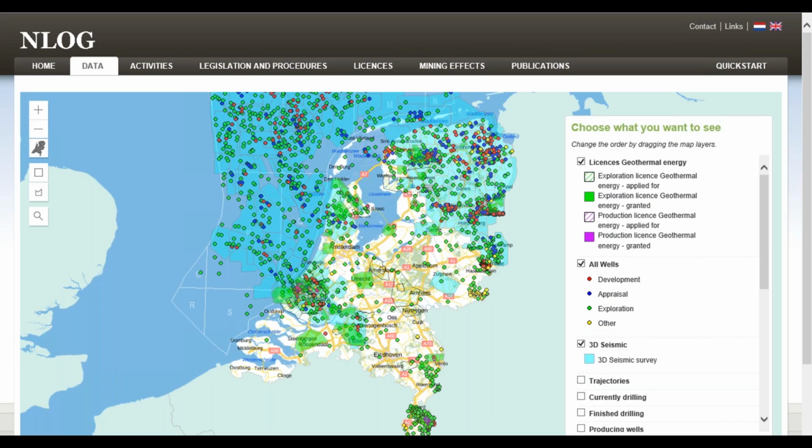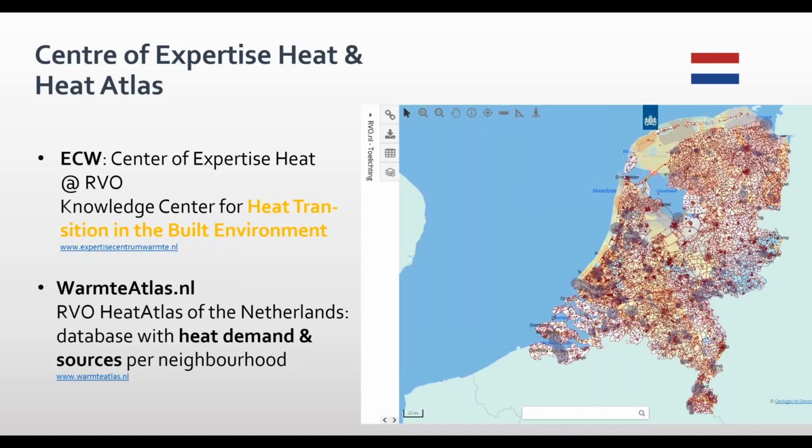Next, please. And to complement the underground instrument, we have another initiative called the Center of Expertise for Heat and the Heat Atlas. The Center of Expertise for Heat is basically a national knowledge center for heat transition in the built environment. This is located at our institute at RVO. And here we support all the municipalities that are now in the phase of thinking and acting on the heating transition in their municipalities. And one tool, for instance, we developed here, and it's also available online, so you can browse it, is the Heat Atlas, Warmte Atlas Nederland.